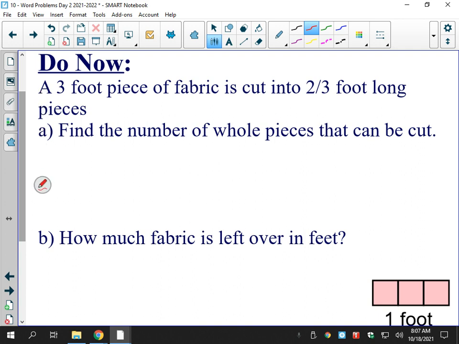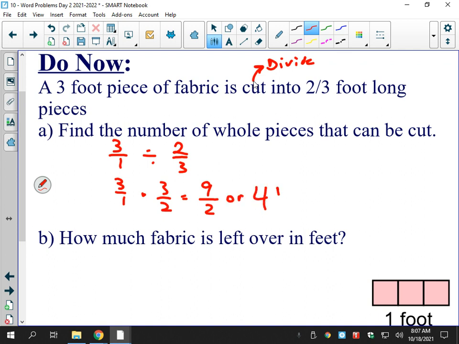So 3-foot piece of fabric cut into 2/3 foot long pieces. Maybe we're going to make mittens or something. I don't know. But when I see that word that it's cut into it, I'm thinking divide. So that's going to be 3 divided by 2/3. So we're going to keep, change, flip, which will give us 9/2, or 4 1/2 pieces. We want to know how many whole pieces. Well, we can make 4 whole pieces.